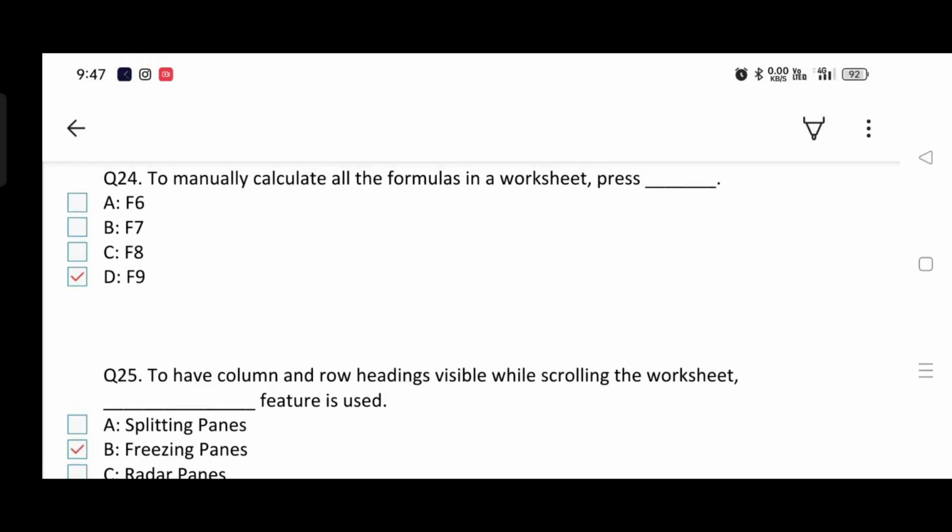Question 24. To manually calculate all the formulas in a worksheet, press dash. Answer is F9.